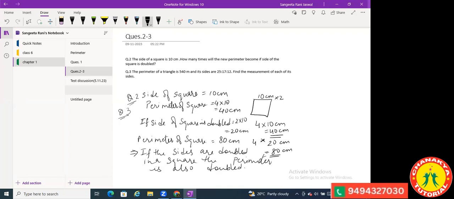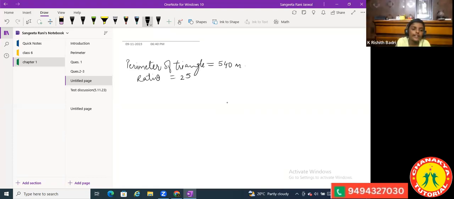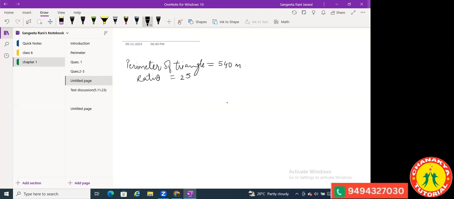So let's move to another page. Perimeter of triangle is given to be 540 meters and the ratio of the sides was 25:17:12. This was the ratio. Find the measurement of each side.